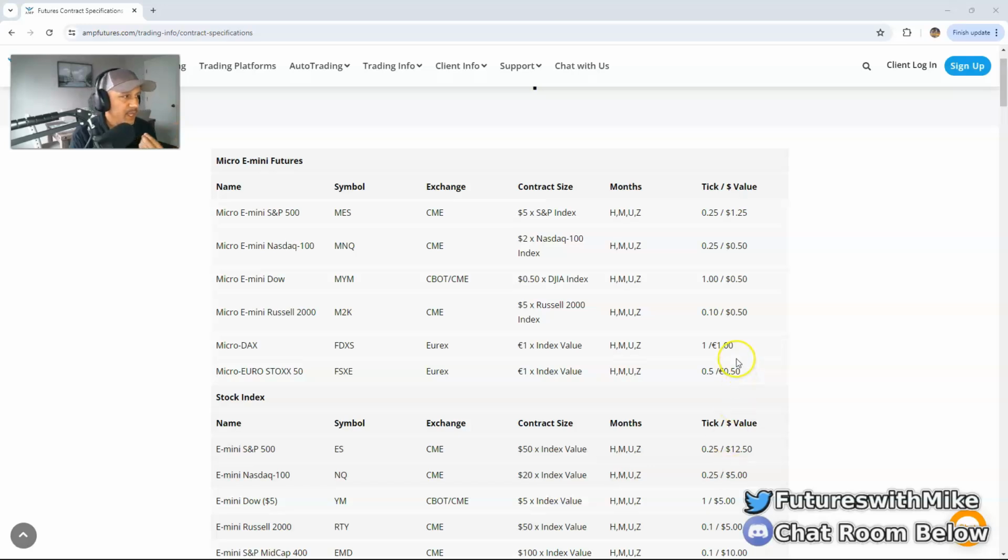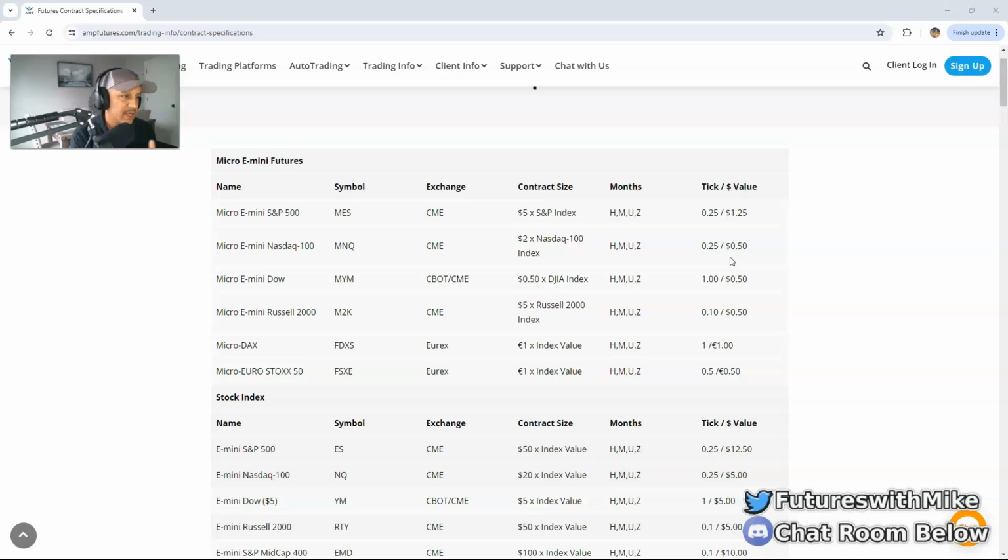Now, if you go up to the micros, it moves 10 times less in tick value, in size, than the full-on E-mini. So every tick that it moves is 50 cents. We get 4 ticks in a point, that's going to be $2. So it's 10 times less than the full-on E-minis. That's how it works when we talk about ticks. Every time the market moves up or down, that's considered a tick in the futures contracts.